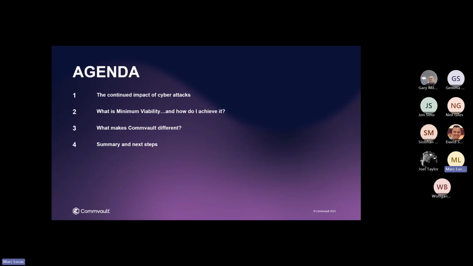Then we're going to talk about, and this is one of the major things that makes Commvault different, this whole concept around minimum viability for their data, recovering that, because that's what's needed, clean data and a clean environment, and also identifying what is the absolute essentials that they need to recover. Let's not recover the entire environment. Let's just cover what we need to run our core business. So we'll delve into that.